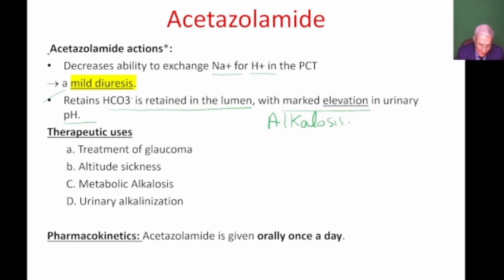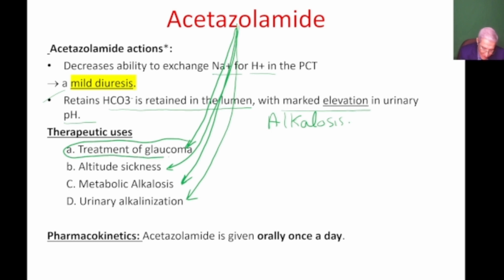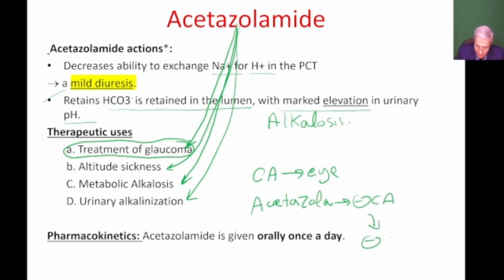This medication, acetazolamide, is mainly used to alkalinize the urine, if we need urinary alkalization. According to this effect, it is used if the patient suffers from urinary acidosis. It is also used for patients who suffer from altitude sickness, and for the treatment of glaucoma. I know you are now remembering the glaucoma treatment. Acetazolamide is used for glaucoma because we have carbonic anhydrase in the eye, and acetazolamide inhibits this enzyme, and this will lead to decreased formation of aqueous humor in the eye.